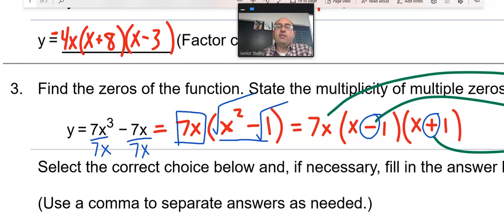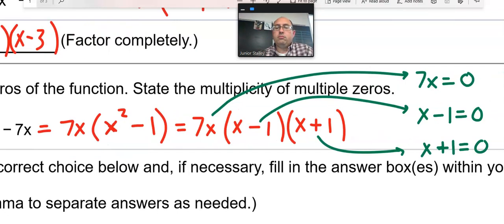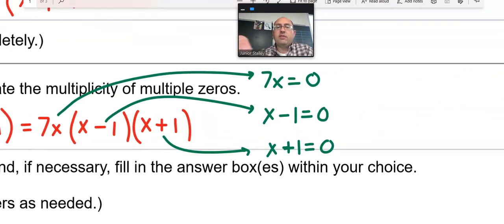So now we have it factored. What do we do now? We take the factors and we set the factors equal to 0.